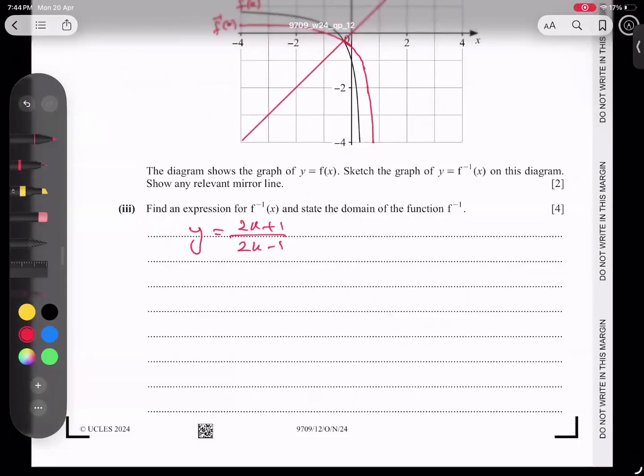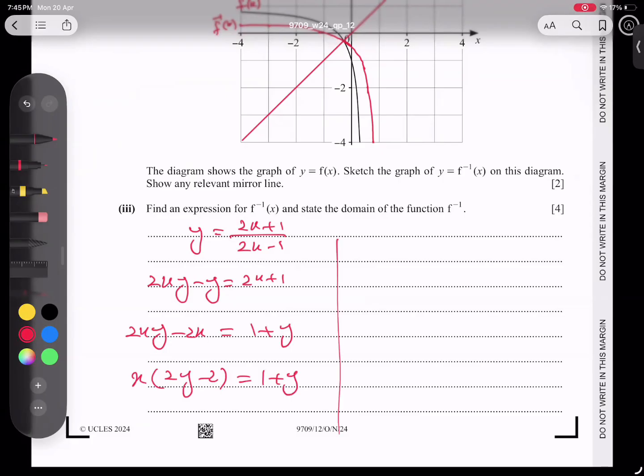Now cross multiply: 2xy minus y is equal to 2x plus 1. Right now y is the subject, I will make x the subject. So this will go here and this will go to the other side: 1 plus y and 2xy minus 2x. What is common from here? x is common. I got 2y minus 2.